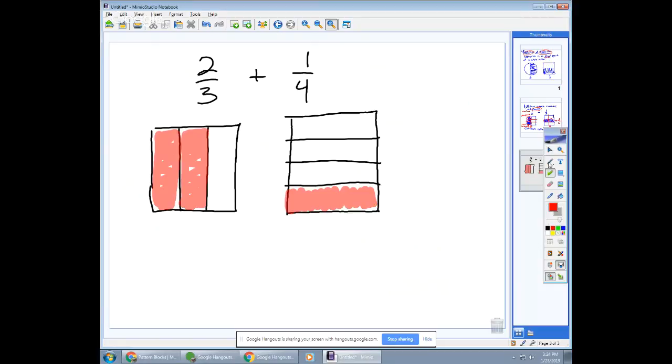What are we doing with these things again? Combining them, right? But the problem is a third is a different size thing than a fourth, so I need a common description. So we cut each cake like the other. So cut the fourths into thirds, cut the thirds into fourths.